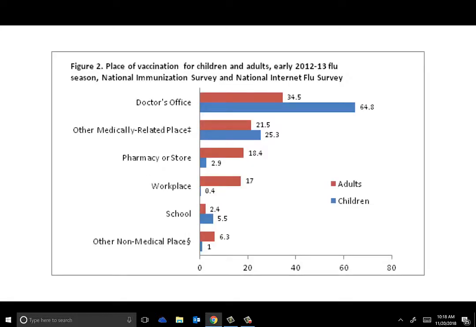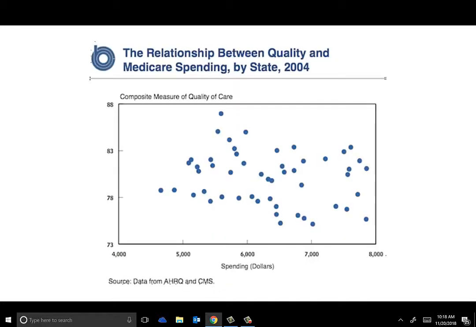In the U.S., we spread out where you can get vaccinations. Another example of why costs are high. If you can get vaccinations at all these different places, we have to be able to bill all those places. There has to be paperwork at all those places. There has to be insurance that covers the shots at all these different places.